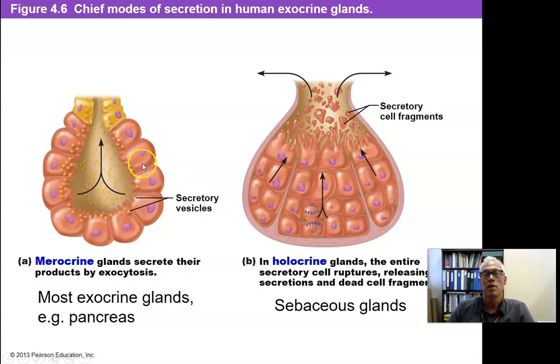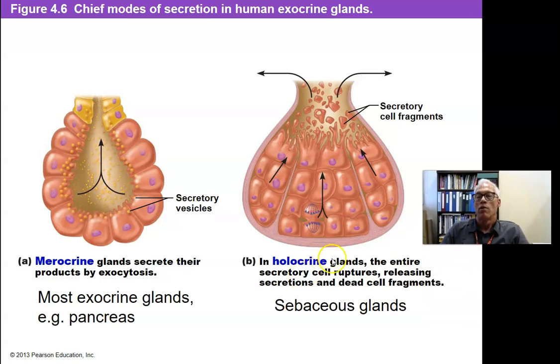So again, these are specialized simple cuboidal epithelial cells. In this case, the epithelial cells will release their secretory product by exocytosis. You can see some vesicles in the cells filled with the product that's already been synthesized, and upon the appropriate stimulus, those vesicles will fuse with the cell membrane and will have secretion. Exocytosis, a type of active transport.